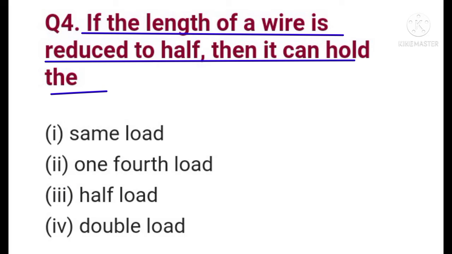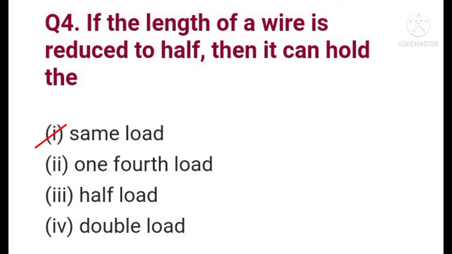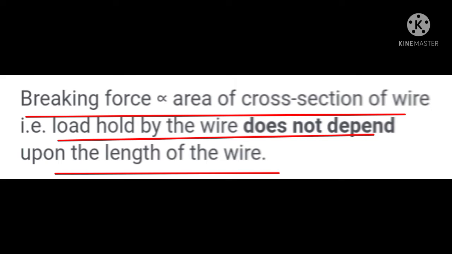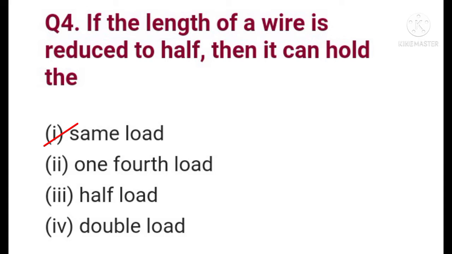Question number 4. If the length of a wire is reduced to half, then it can hold the first option same load, second option 1/4 load, third option half load, fourth option double load. We know that breaking force is directly proportional to the area of cross section of the wire. That is, load held by the wire does not depend upon the length of the wire. First option is the correct option.